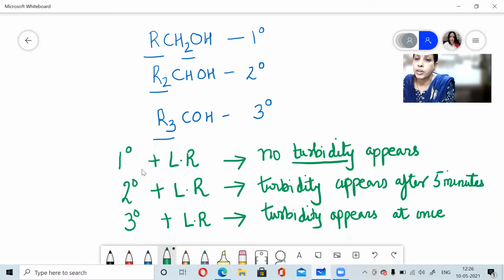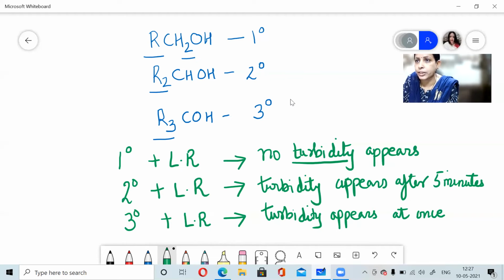So here, when you are taking the 3 different alcohols in 3 different test tubes, you are adding your Lucas reagent. Then you find that in the primary alcohol, the moment you add Lucas reagent, no turbidity will appear. Your secondary alcohol, when you are adding the Lucas reagent, turbidity will appear after 5 minutes. And for tertiary alcohol, when we are adding Lucas reagent to it, turbidity appears at once. And this turbidity is what I have already explained to you. It is the milkiness. So I hope this particular part is clear to you all.